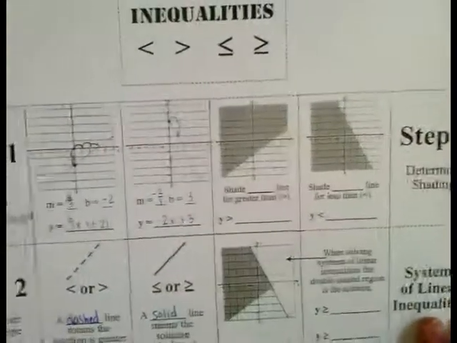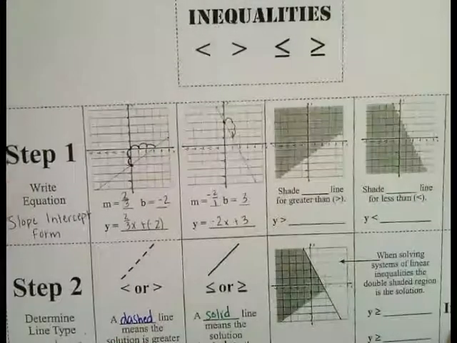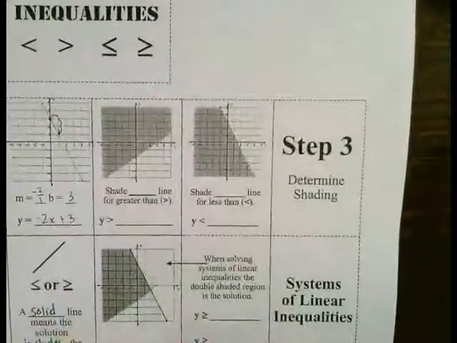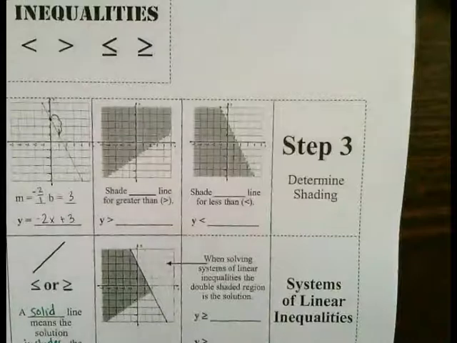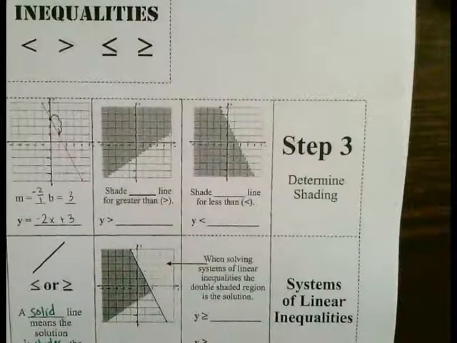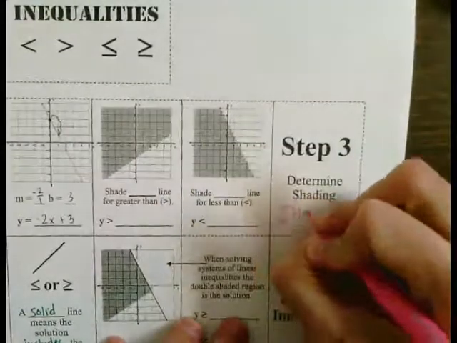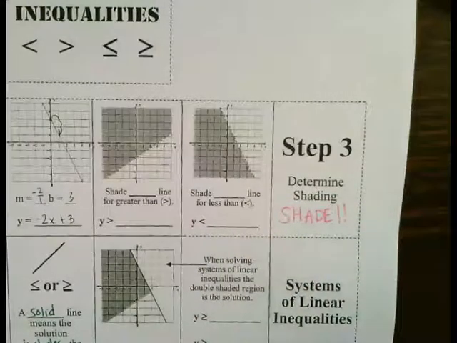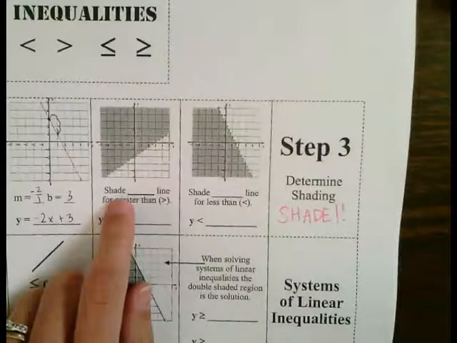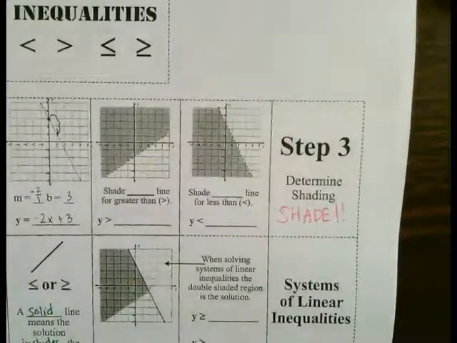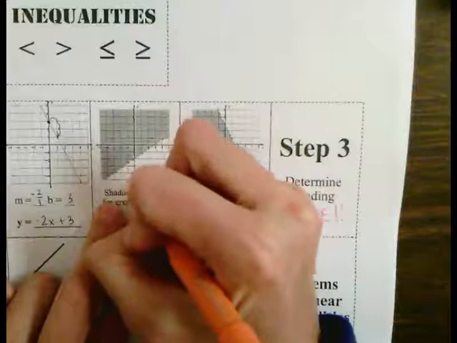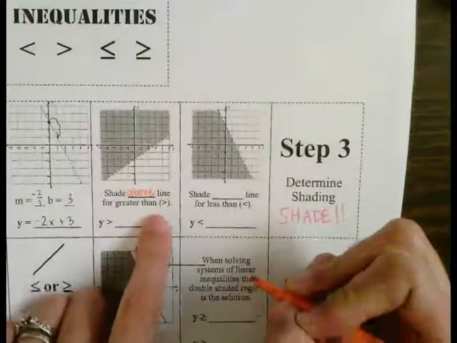Okay, so now we've written it in slope-intercept form. We've decided if it's a dashed or solid line. The next step is to determine what the shading is. Are we going to shade above or below? So this is the part where you get to color a little bit. So this is where you shade. Okay. When you're trying to decide whether it's going to be above or below, you're going to shade above the line for greater than.